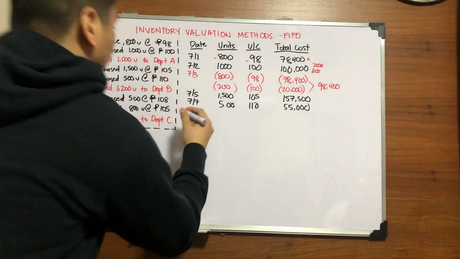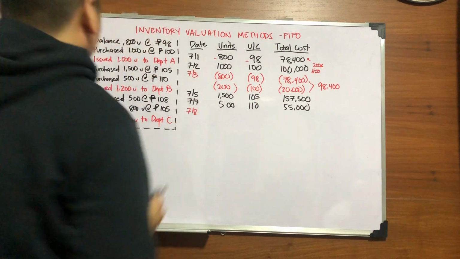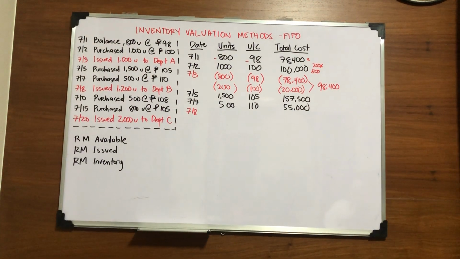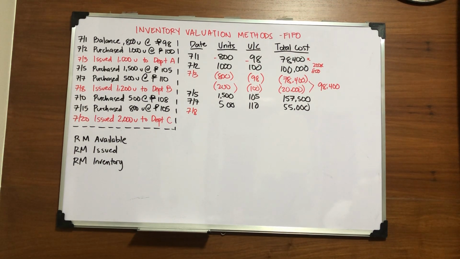Okay, so let me put here. Since the issuance is a total of 1,200, what we have to do is get the earliest transaction. So in July 2, we still have a remaining 800 units available for use with a unit cost of 100 pesos each. Again, we have a side note here. This still does not have an X, so we have to put an X on it and consume it here in the July 8 transaction.